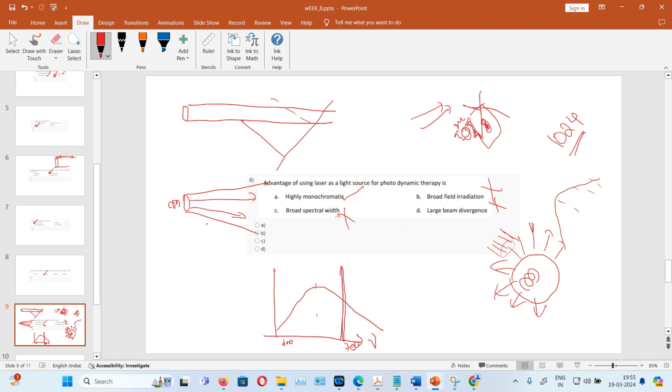And large beam divergence. In the case where the beam is diverging faster, the penetration capacity of the beam will be less. But when the beam is going in a parallel manner, it can properly irradiate and transfer to the area where the photosensitizer is attached with the cells, which should be destroyed. So lasers have the property of a narrow beam divergence, and that also will increase the effectiveness of photodynamic therapy.